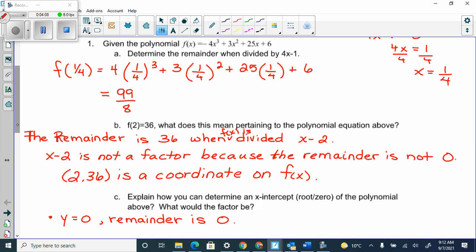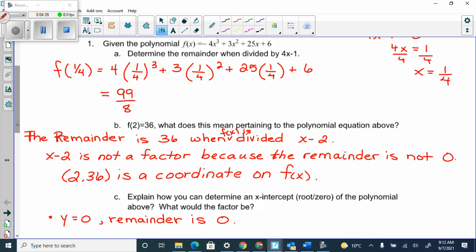Now, in front of the 4, would I say subtraction 4 or negative 4? Negative 4, because subtraction 4 is not a thing. So when you type it into your y equals, make sure you press negative 4, right? You have to type it into your y equals the way you see it. There are two ways you can find your x-intercepts. It depends on what way your teacher probably taught you, but I'll show you both. So you go negative 4x cubed plus 3x squared plus 25x plus 6.